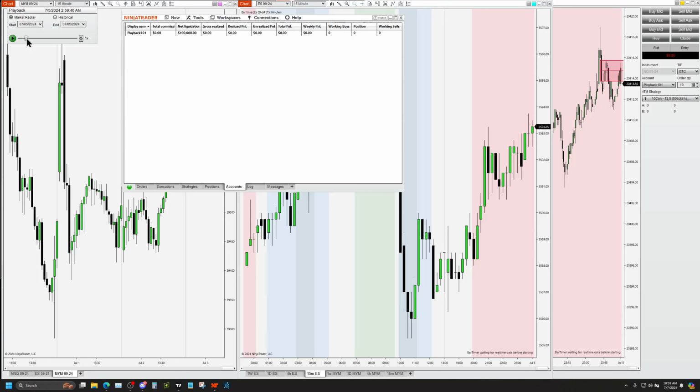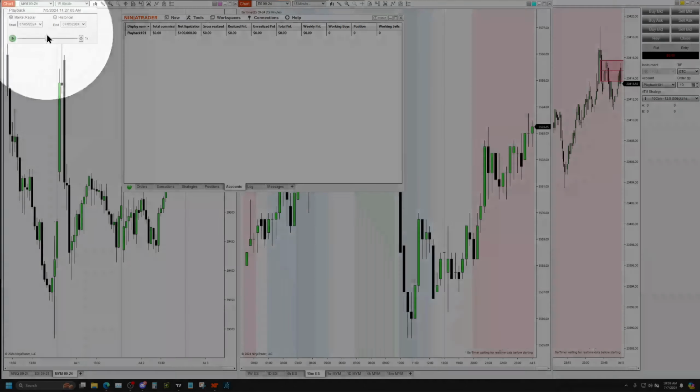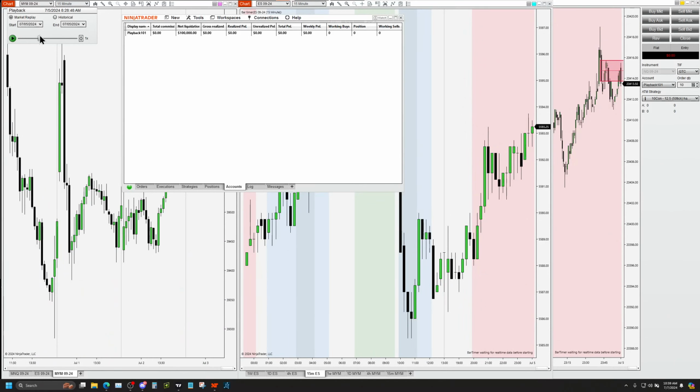I can click and hold and drag this. Notice the time of day that's going higher and higher up here, right? So I want to set it to play at just before 8:30 a.m. So right around here. What's going to happen is you're going to see it loading around here.